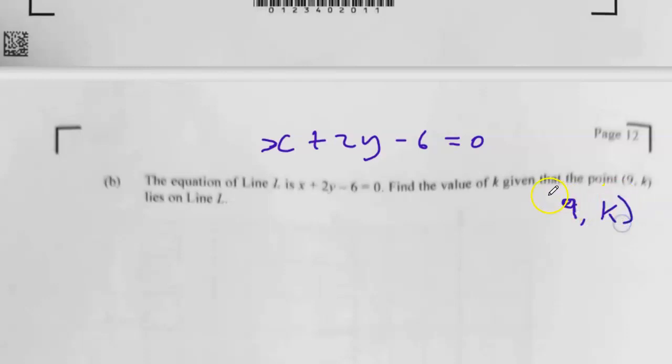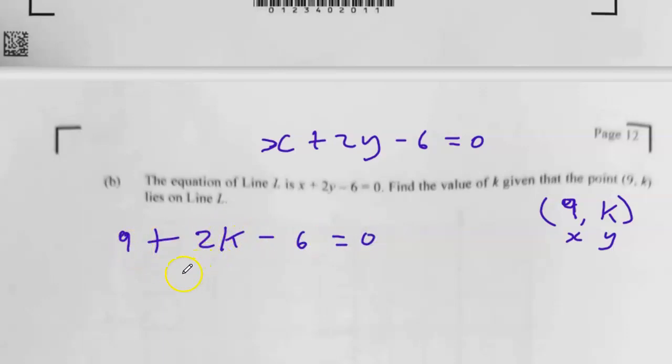The equation of L is, let me write it better, x + 2y - 6 = 0. Find the value of k, given that the point (9, k) lies on the line. Notice the coordinates here: the first value represents x, and the second value k represents y. So we can substitute them into this since the point falls on the line. We replace x with 9, and we replace y with k, so 2y becomes 2k, - 6 = 0.